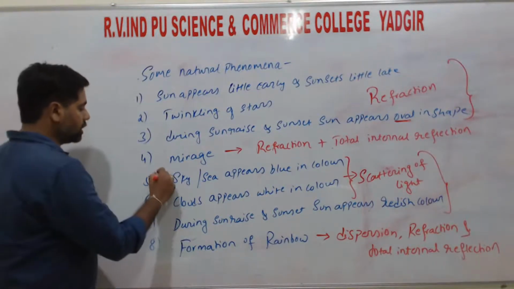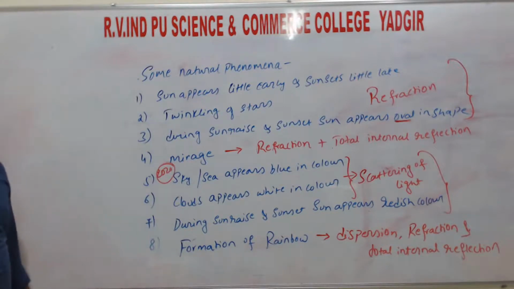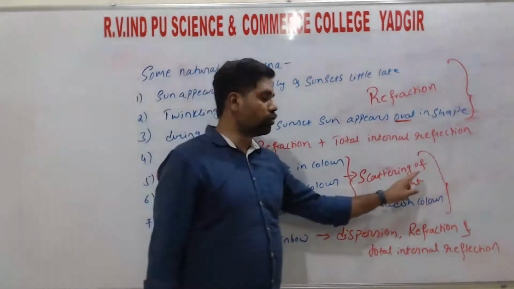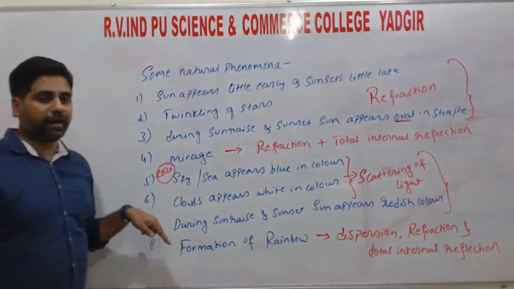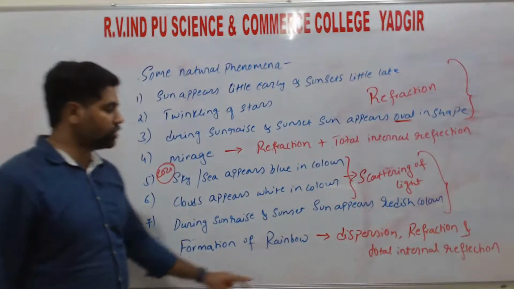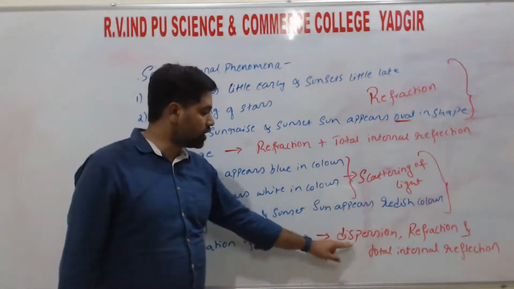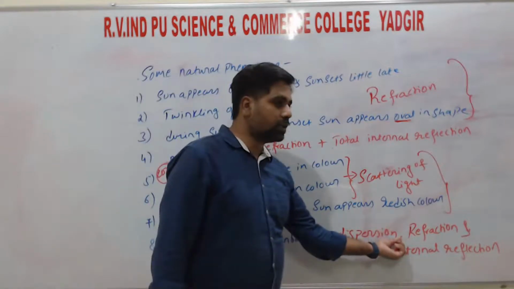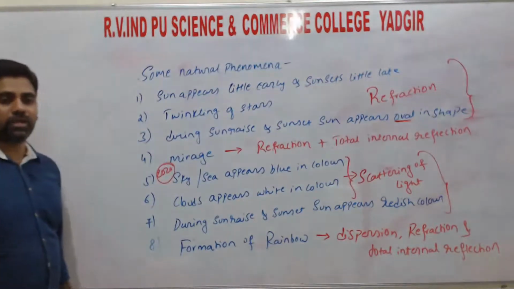In the last year, 2020, this question was asked for 1 mark: why does the sky appear blue in color? The reason is scattering of light, right? So you have to remember all these 8. The formation of a rainbow is due to dispersion, that is the splitting of light into its constituent colors. Along with dispersion, we have refraction and total internal reflection, right?